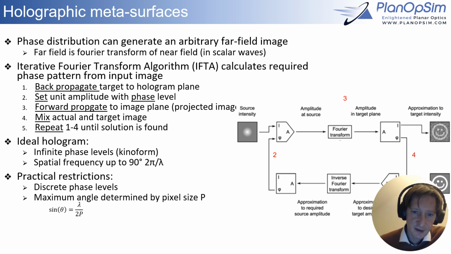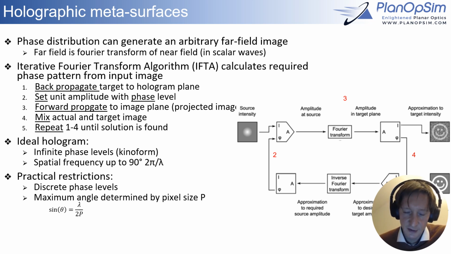And this is a fact that's exploited by what's known as the iterative Fourier transform algorithm, or also Gerchberg-Saxton algorithm, to be able to take any arbitrary target profile like this smiley here and calculate which phase profile would be needed to create a phase-only hologram that creates this projection. This algorithm roughly works as described here.